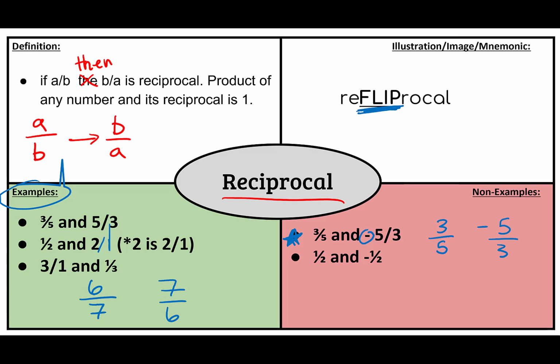3 over 5 and negative 5 over 3, those aren't reciprocal reflipricals. So hopefully this helps you understand a little bit about what that term reciprocal means. Remember, reciprocal, refliprical.